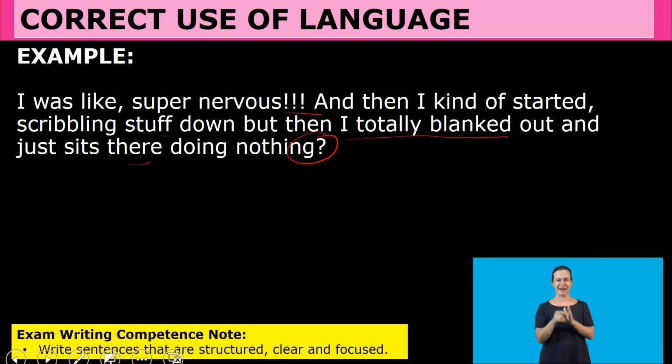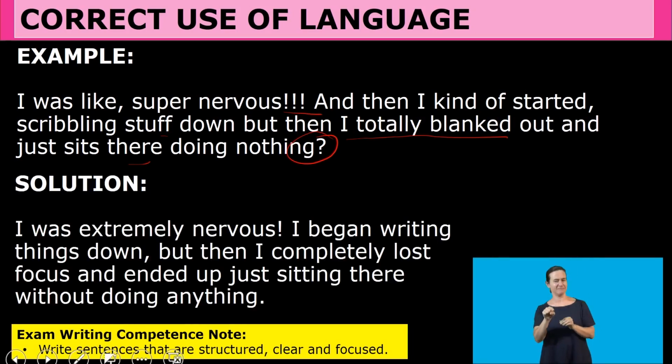A better way would be to say, "I was extremely nervous." Only 1 exclamation mark. "I began writing things down, but then I completely lost focus and ended up just sitting there without doing anything." This sentence is not complicated or fancy. It is simple, but it is more correct than the one on top.